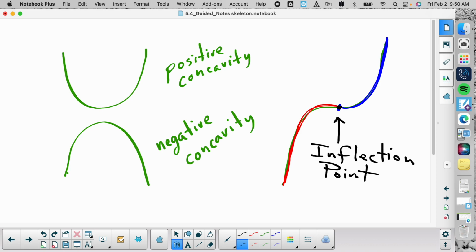Now, frequently, I will accidentally call it a flex point. And I say accidentally because most textbooks used to call it a flex point, which is just a short name for inflection. But AP is pretty rigid on the fact that they will always call it inflection. So whenever your function changes concavity from negative to positive or positive to negative, they call it an inflection point.